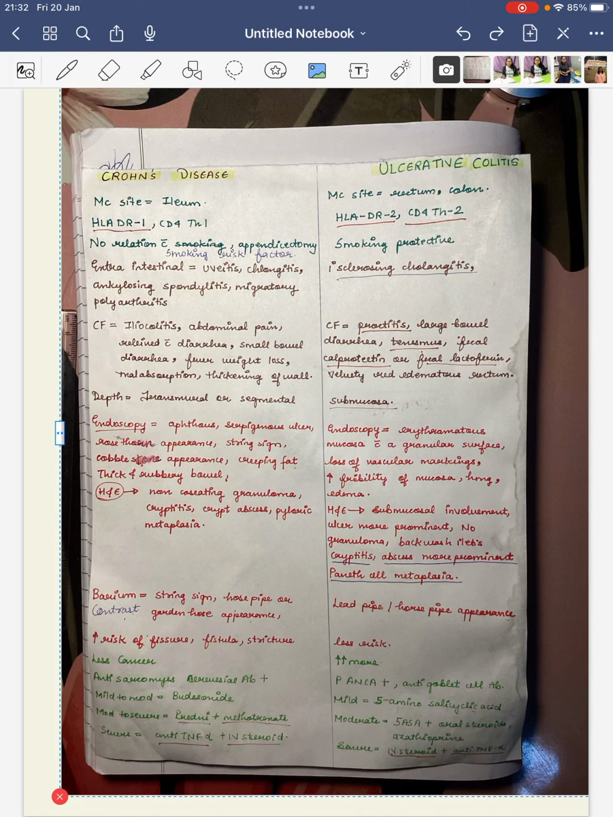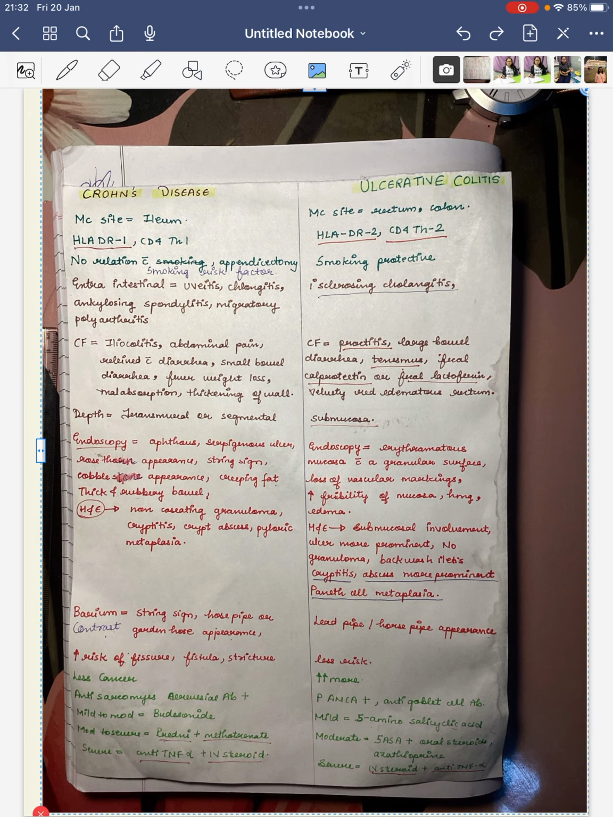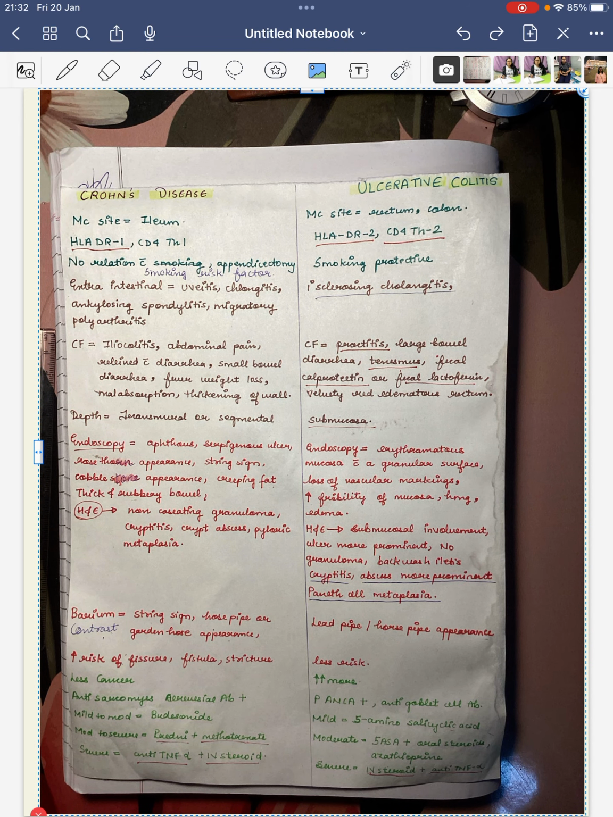Hello everyone. Today we are going to talk about the difference between Crohn's disease as well as ulcerative colitis. So, first of all, we will talk about the most common site. The most common site where we talk about Crohn's disease, it is ileum. Whereas the most common site when we talk about ulcerative colitis, it is rectum followed by colon.